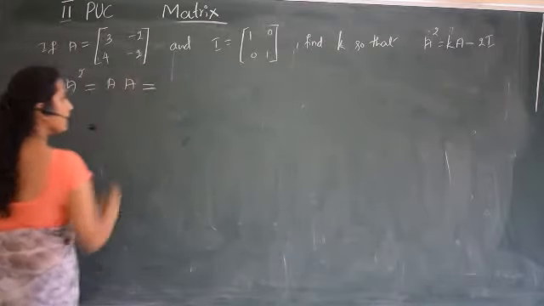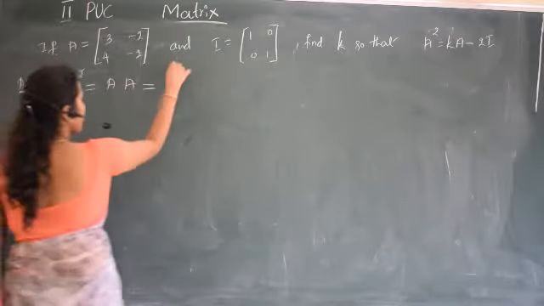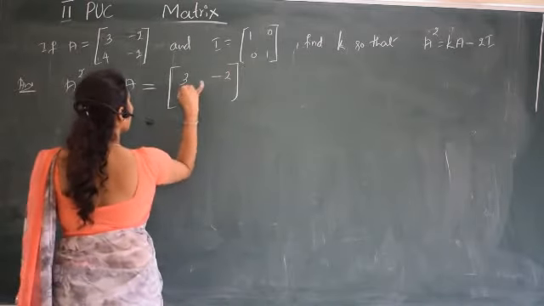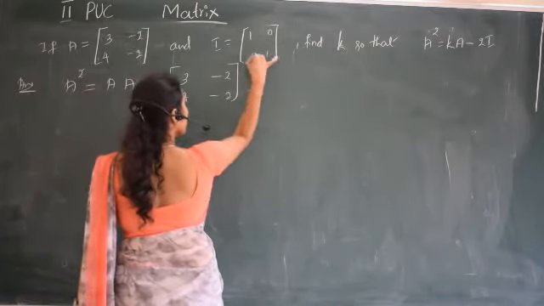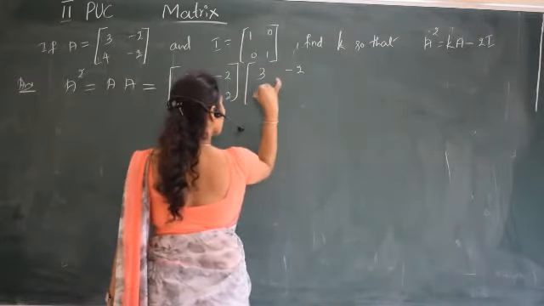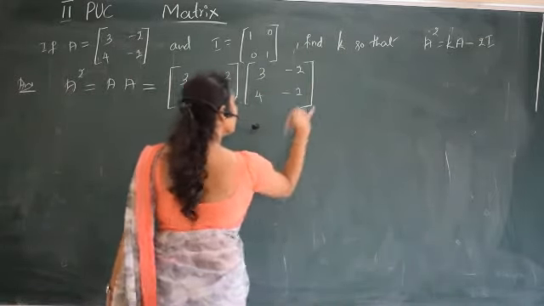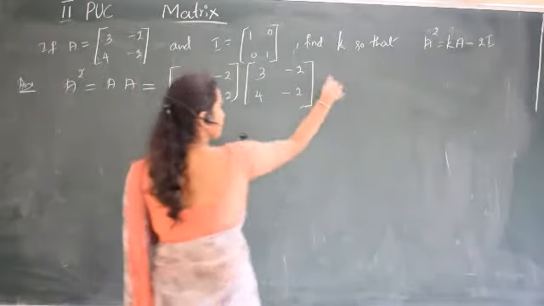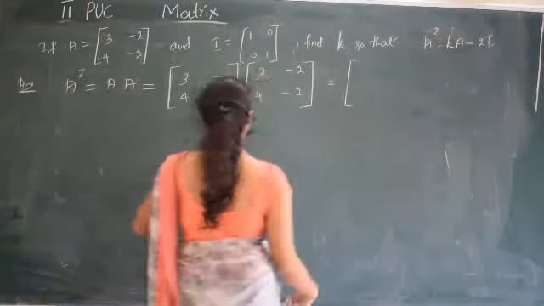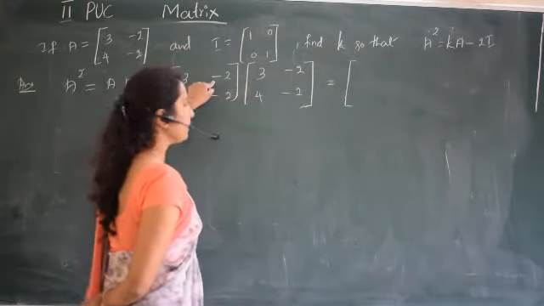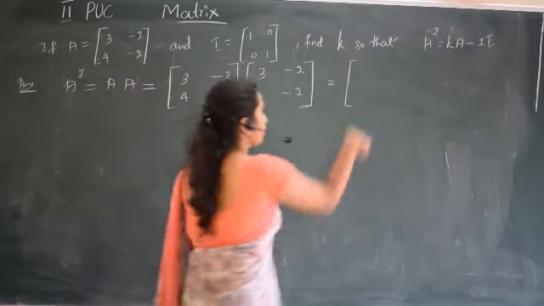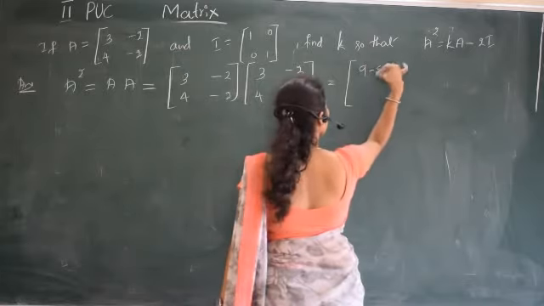A square is A into A, so A into A is equal to the matrix 3, minus 2, 4, minus 2, into 3, minus 2, 4, minus 2. Now it is a multiplication of 2 by 2 matrices, so 2 by 2 into 2 by 2 gives again 2 by 2. First row and first column: 3 into 3 is 9, then minus 2 into 4 is minus 8. So 9 minus 8 is the first entry.